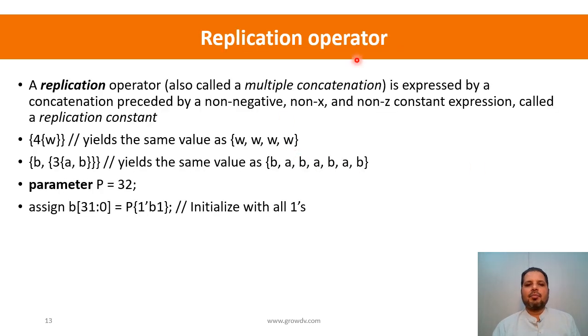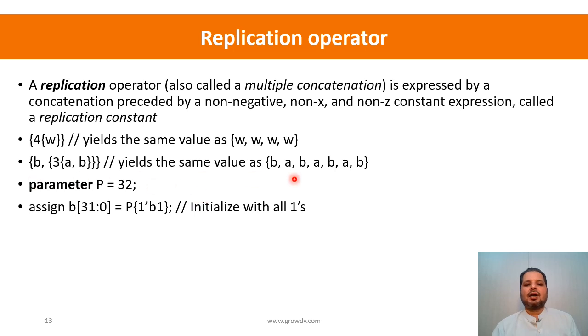And then we have the replication operator. A replication operator is also called the multiple concatenation operator. It should have a non-negative number, and it is done through double curly braces. So if I have W and I put a 4, that yields 4 W's, which is equivalent to this. And I can also have a pair of values, and if I do 3 times that, you can see that AB gets repeated 3 times.